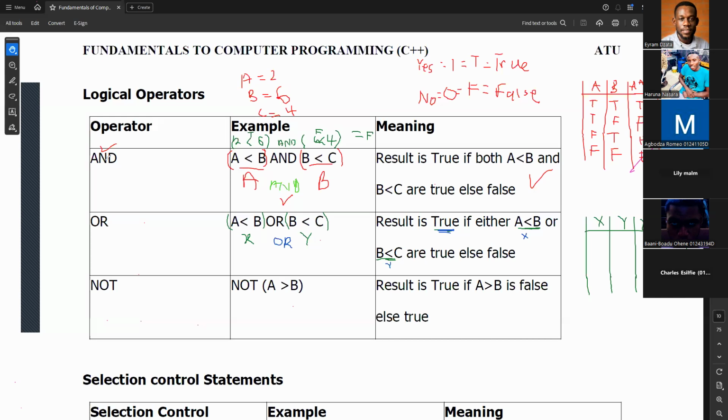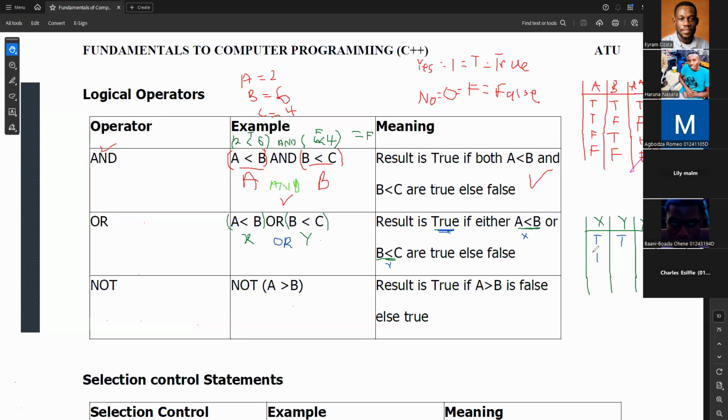Where the AND gate is saying that both sides of the expression should be true for your result to be true, the OR gate is saying that at least one of them should be true for your expression to be true. So let's say our X is true and our Y is also true. Because both of them are true, it is true. It's saying at least one, so if two are true, it is true.